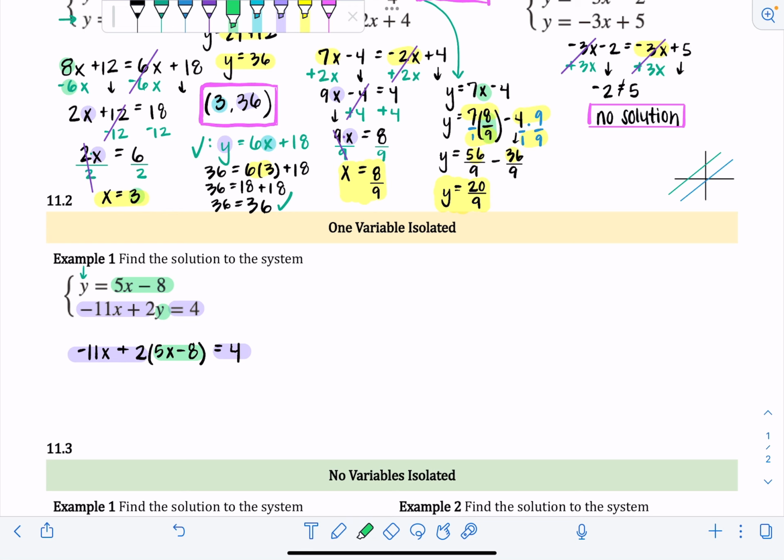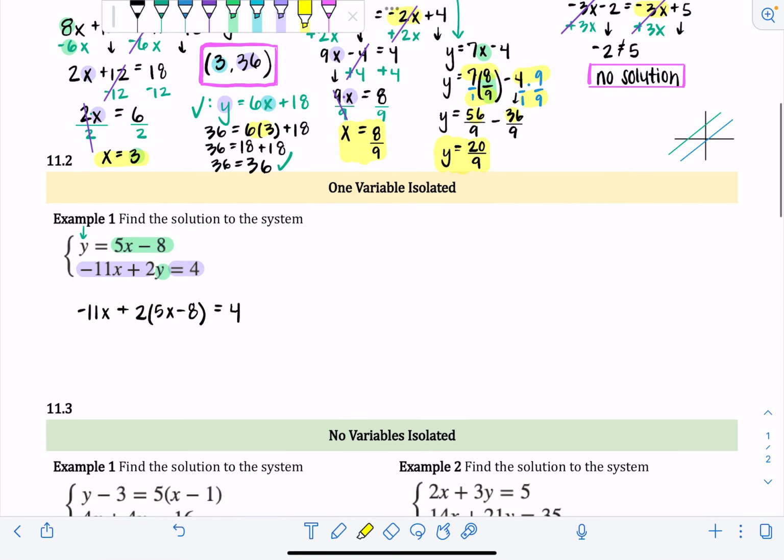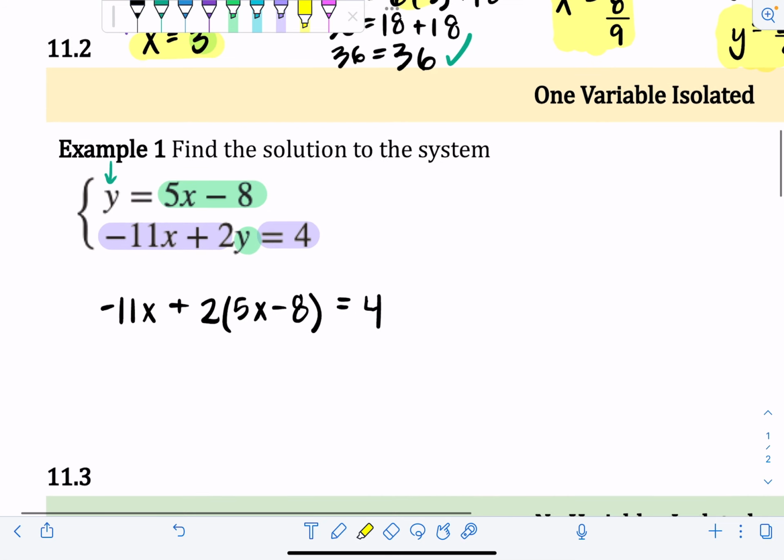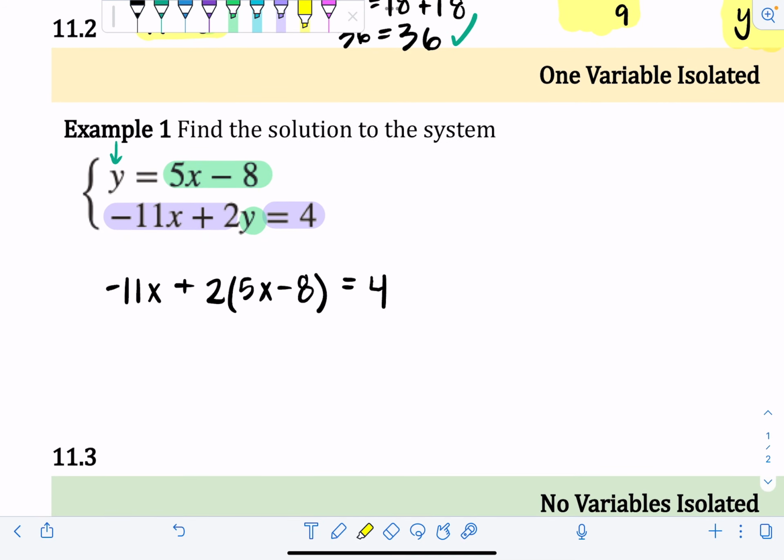Okay, so now our goal is to solve for x. So we got some cleaning up to do on this equation before we can even do that. We need to make sure that before we start to isolate x, we simplify the equation as much as possible. So over here, this is 2 times the parentheses, so I'm going to get rid of those parentheses. I'm going to go ahead and distribute.